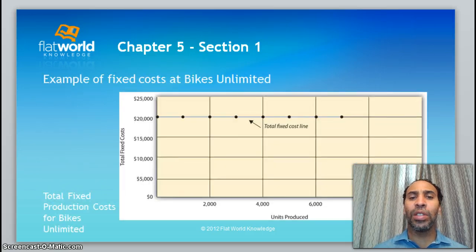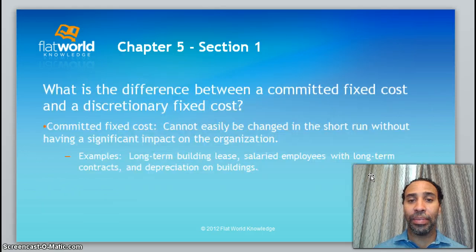So an example of fixed cost is Bikes Unlimited, right? You see here's the fixed cost line and it's $20,000. It's always going to be $20,000 because whether we make 2,000, 4,000, 6,000, 8,000, it's going to be $20,000. Now, when you get outside the relevant range, maybe it's not going to be $20,000. That means certain constants have to change, like I need a new building, I need to hire new people, then maybe some of your fixed costs can actually change.